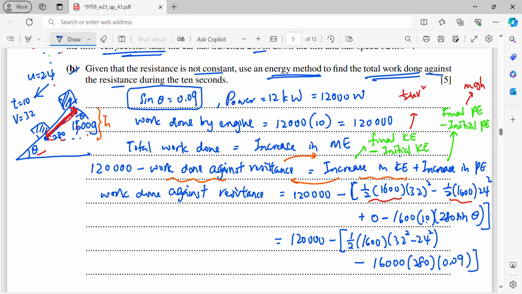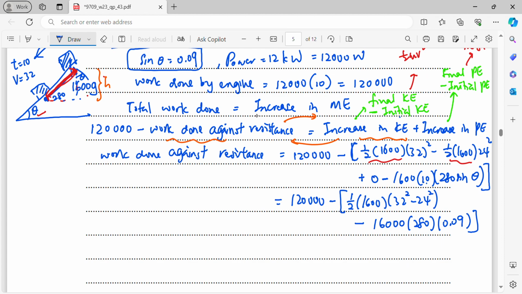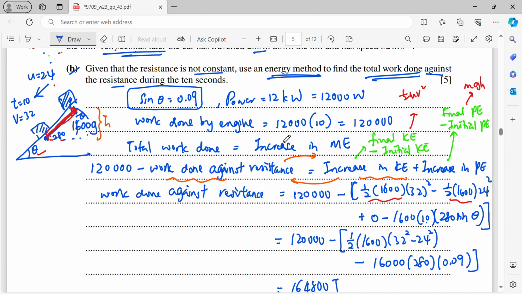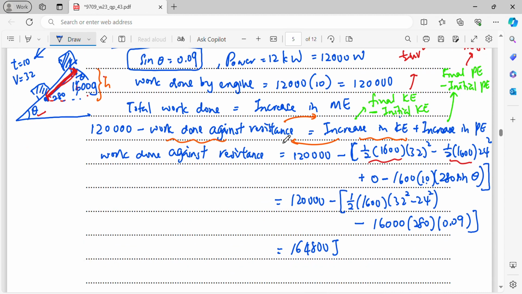Okay, so when you minus all of this, then at last you will be getting 164800 joule. So this is the actual value. If you want, you can just leave it in this form or round up to 3 significant figures, then you will get 165000. That will be 3 significant figures.